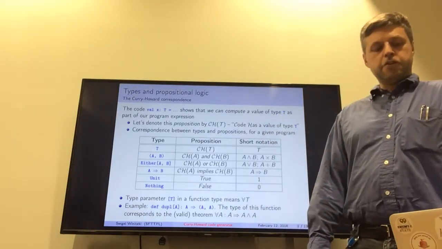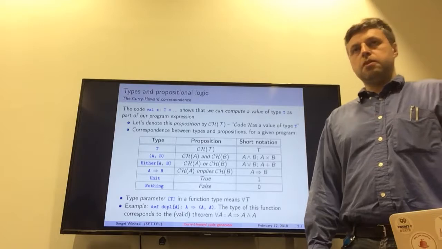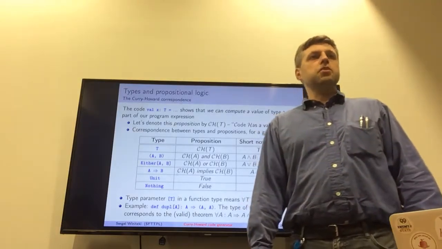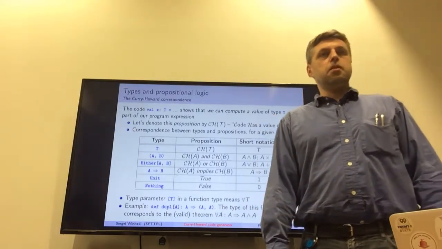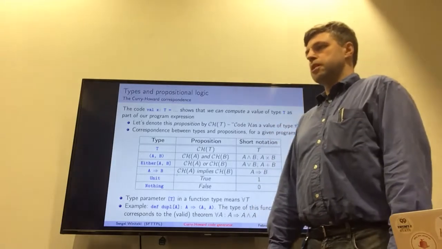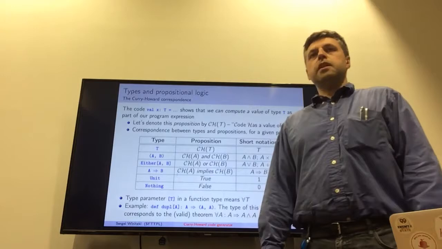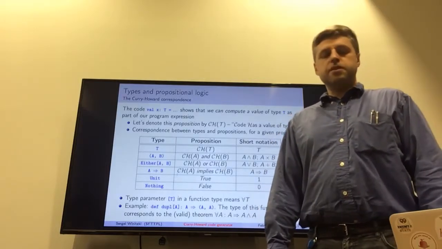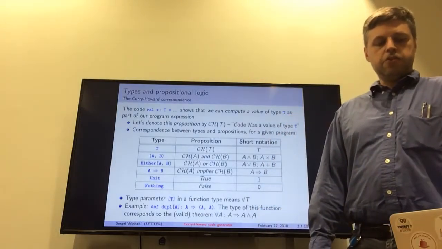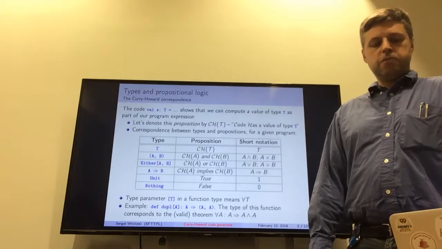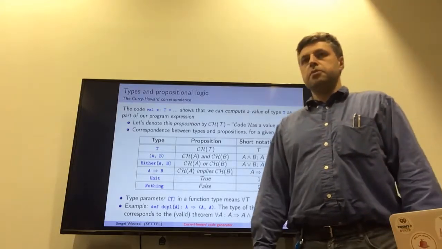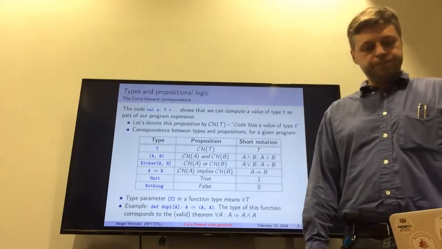Now, if you have a function from A to B in your Scala code, that doesn't really mean you have an A or that you have a B. But it means that if somebody were to give you a value of type A, then you would be able to apply that function and produce a value of type B. Which means that if CH of A is true, then CH of B is true. So this is an implication in the logic.